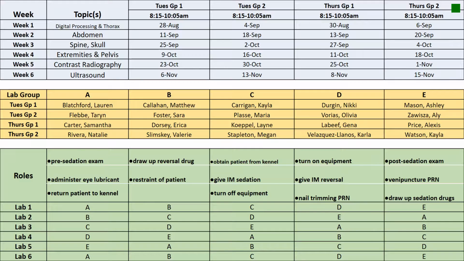If you have any questions, feel free to email me. But there is all the information you need for the lab in order to figure out when you should show up and what you're going to be doing is listed in this chart.